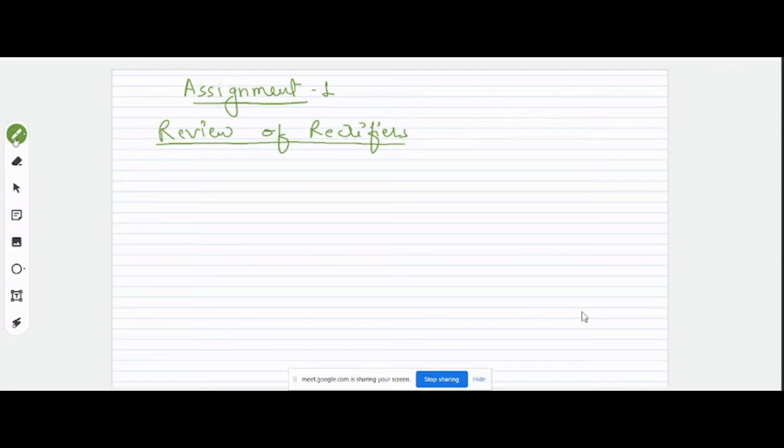Also we have to review DC motors, as we have to study the DC motor types, right?